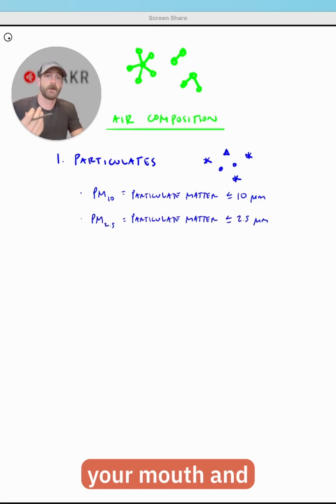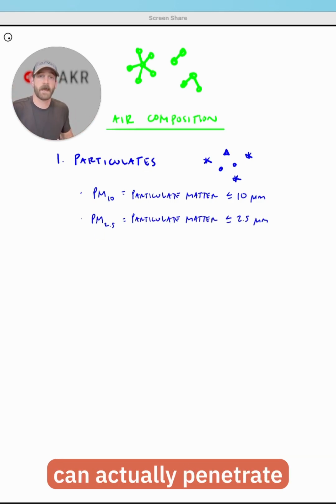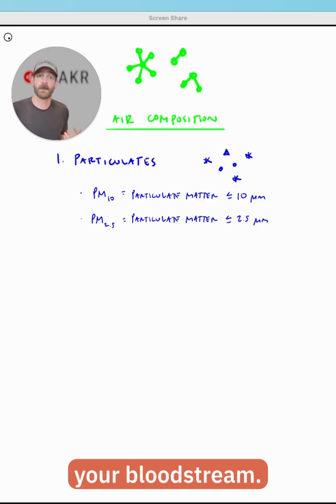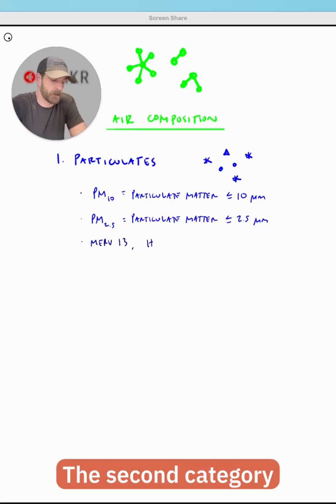PM10 will get into your mouth and airways and into your lungs, whereas PM2.5 can actually penetrate your lungs and get into your bloodstream. So small particles, not healthy. These particles can be filtered out using MERV 13 or even better, HEPA filters.